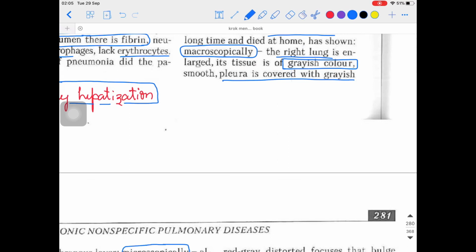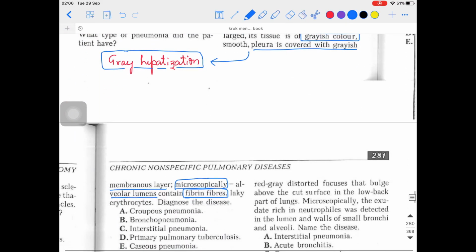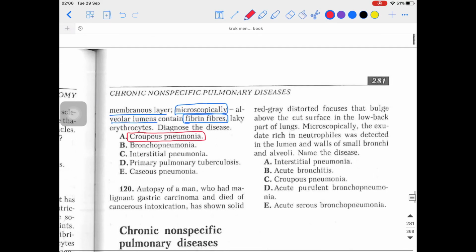Which stage are they talking about? If they are talking about the grayish color, then that will be the gray hepatization. So in this question they are talking about the same stage that was seen in the previous question, the gray hepatization of Crouper's pneumonia. So over here also the answer will be the same: Crouper's pneumonia, or any other name, pleuropneumonia, fibrinous pneumonia, lobar pneumonia. Okay, let's move on to the next question.